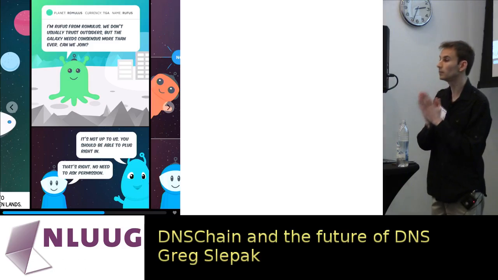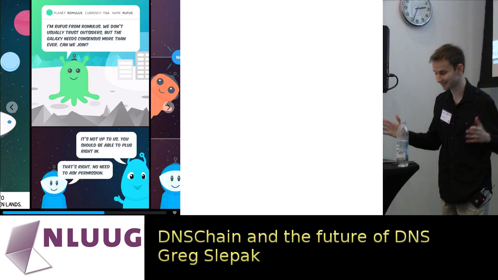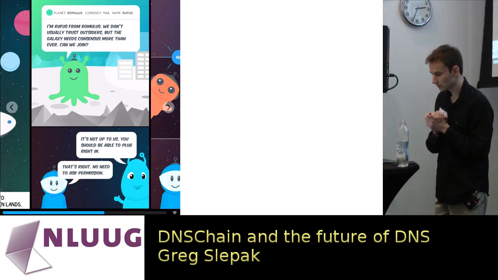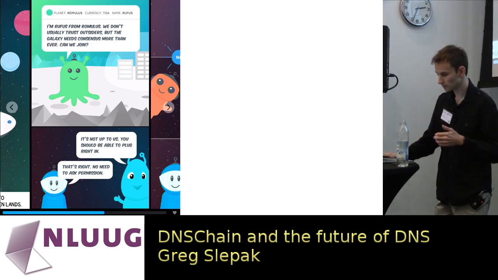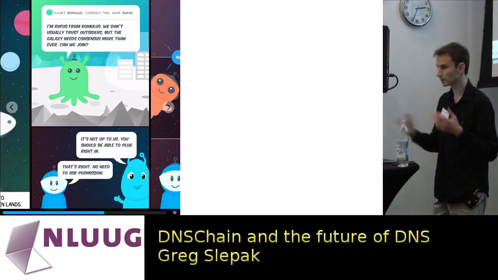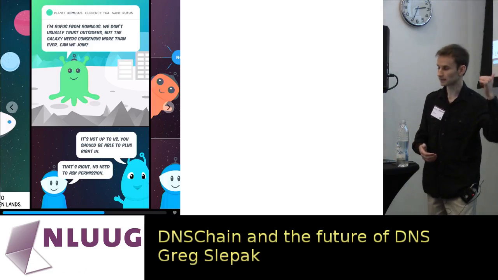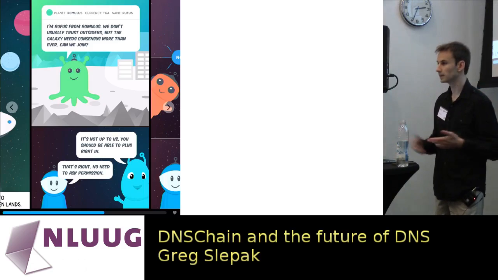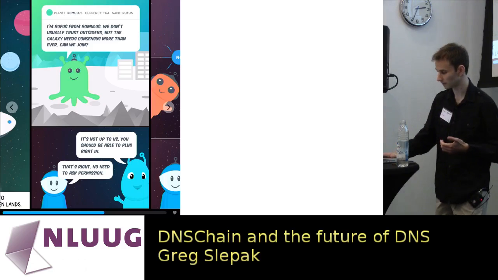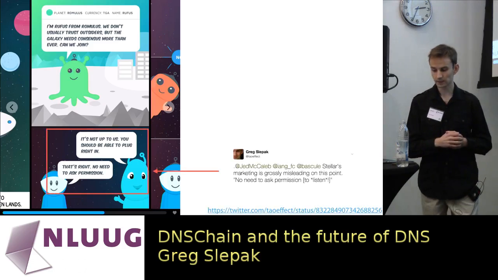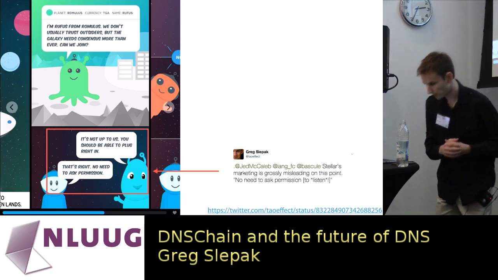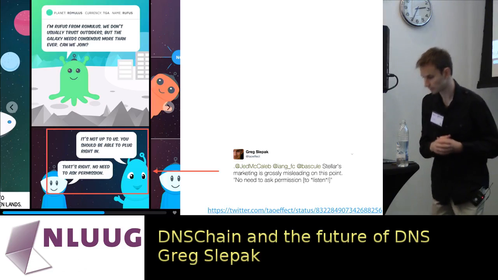It's horrible to use any one system for the entire internet, is my point, for the reasons stated in the previous slides. One of the reasons I think there is confusion is because Stellar put out a bunch of marketing that has statements like this. They have this easy to understand cartoon about Stellar. No, it's easy to misunderstand Stellar from this cartoon. So what does this say? It says, it's not up to us. You should be able to plug right into their consensus system. Well, that's right, no need to ask permission.